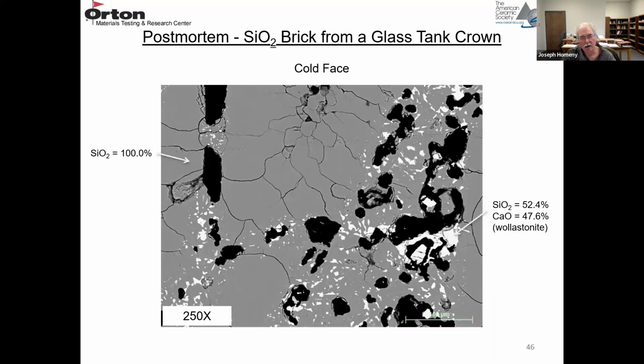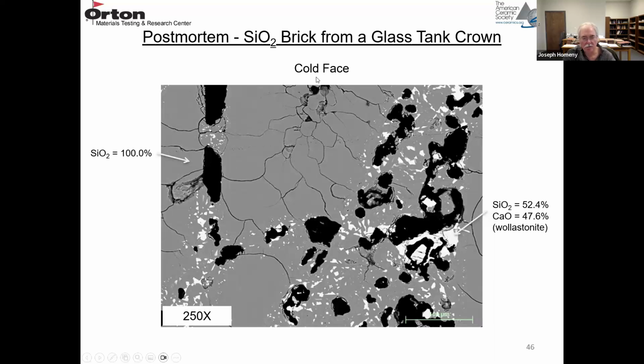And then if we go to a higher magnification, these gray areas are the silica, basically 100% SiO2. And then the brighter phase, almost white, is where your lime is. So about 47% CaO and 53% SiO2. And that crystallizes to the wollastonite.